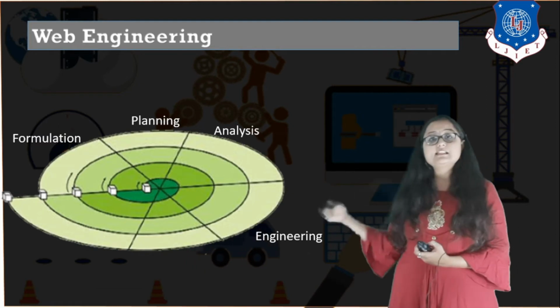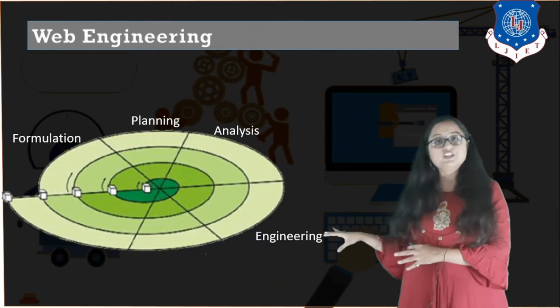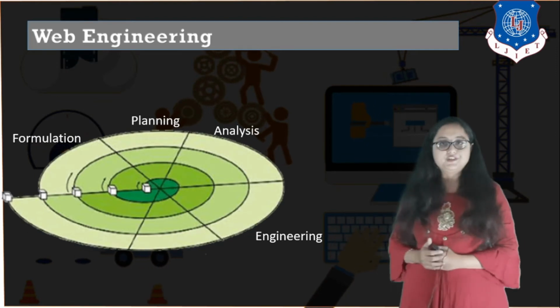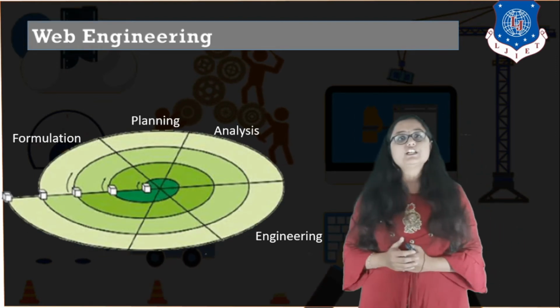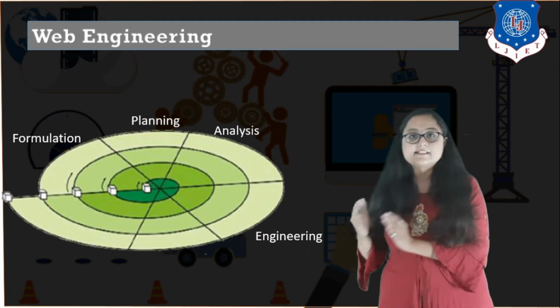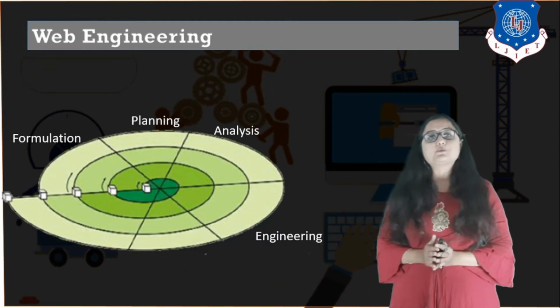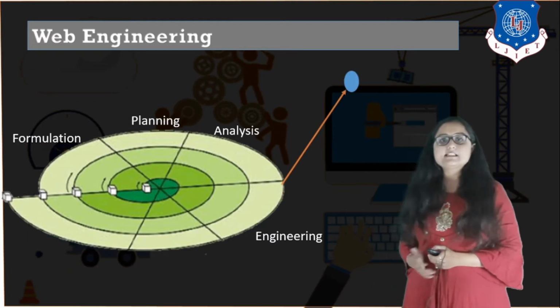The next phase in web engineering is engineering. This engineering phase includes two parallel activities. The first activity is performed by the non-technical staff, whereas the second parallel activity is performed by the technical staff. Let us see both of them.